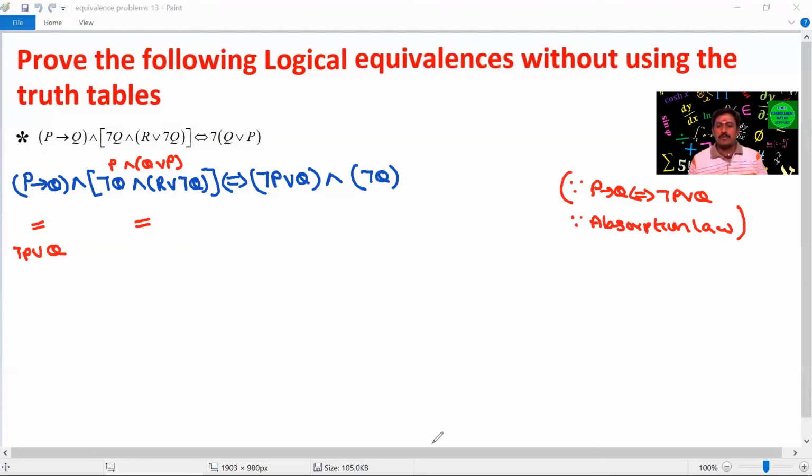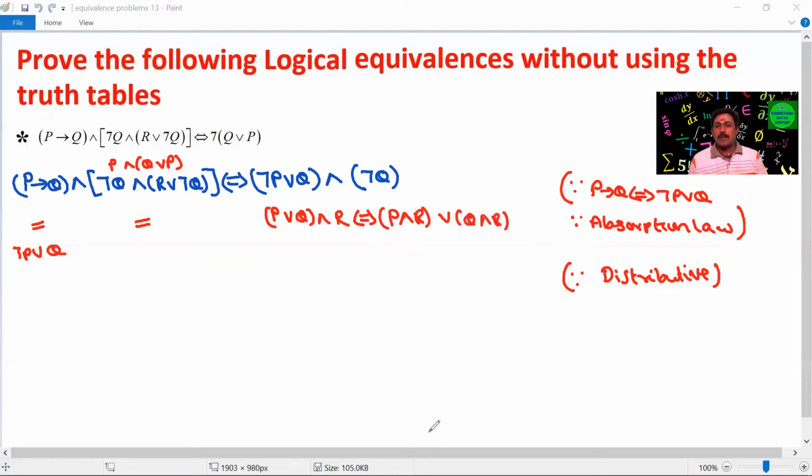If you observe this term, it looks like P or Q and R. Three different variables, two different symbols. Therefore, we have to remember distributive law. So for the next step, we can apply this distributive law. If you apply the distributive law, we can write this above term as P and R or Q and R. So by applying this form, we will get the term as not P and not Q, or Q and not Q.